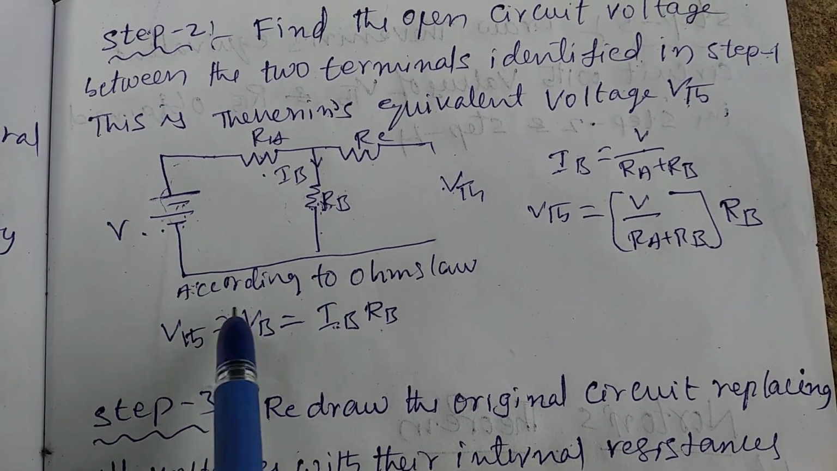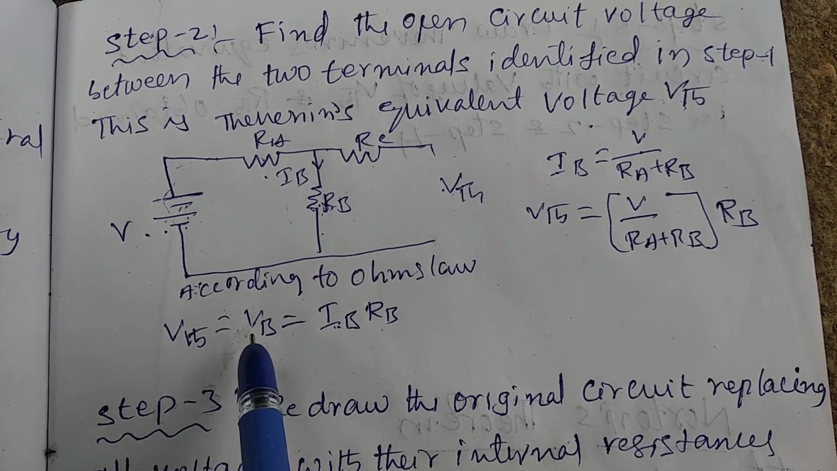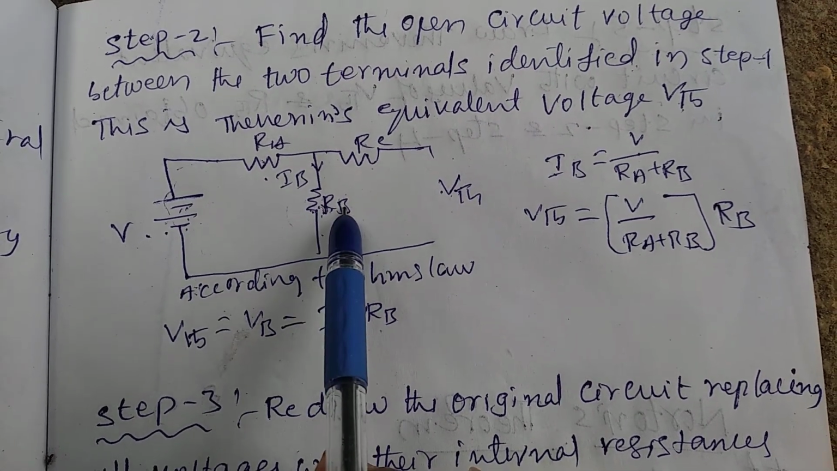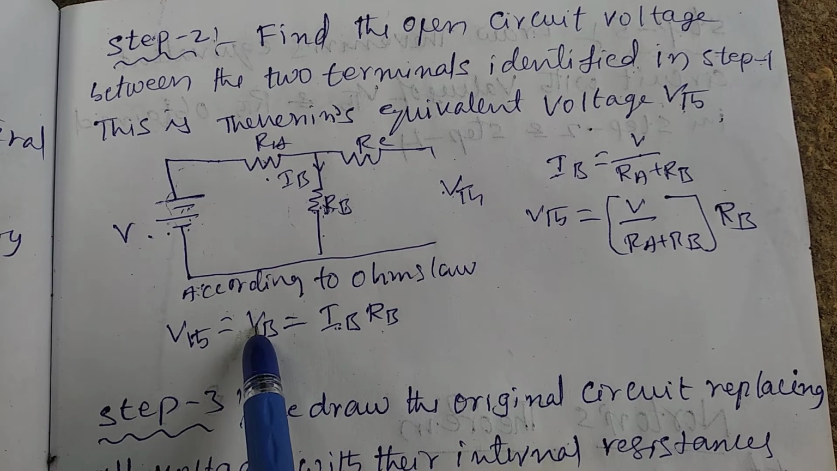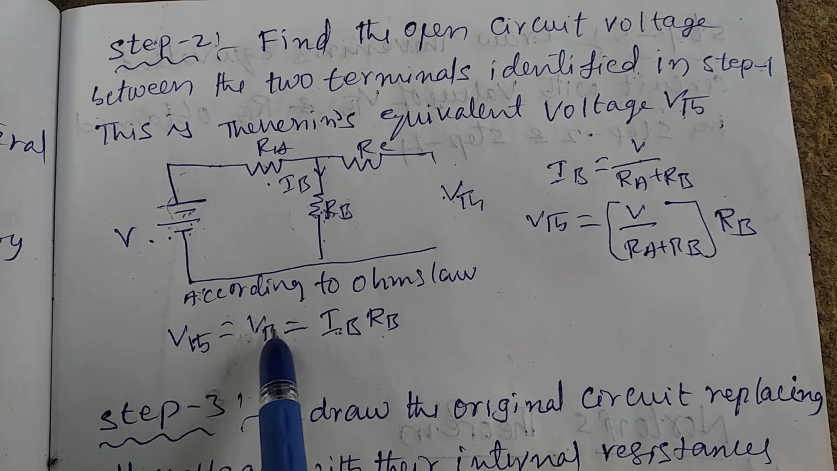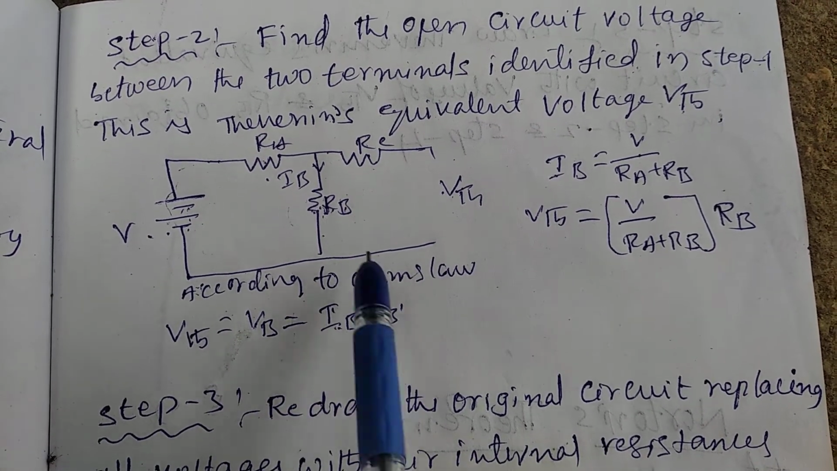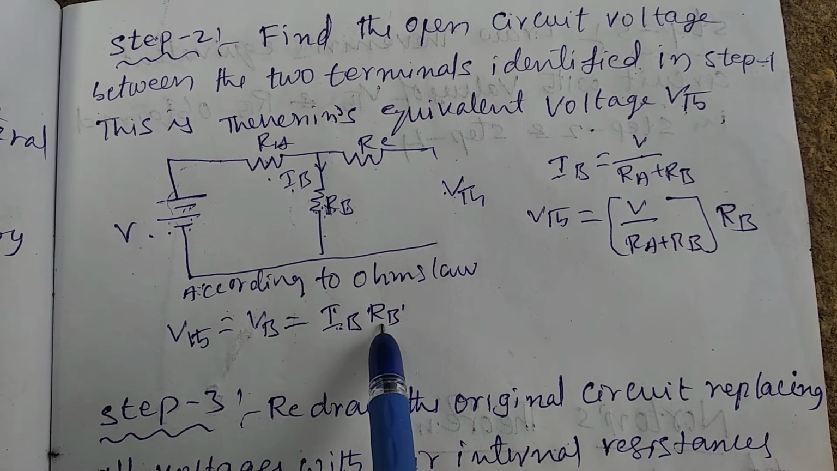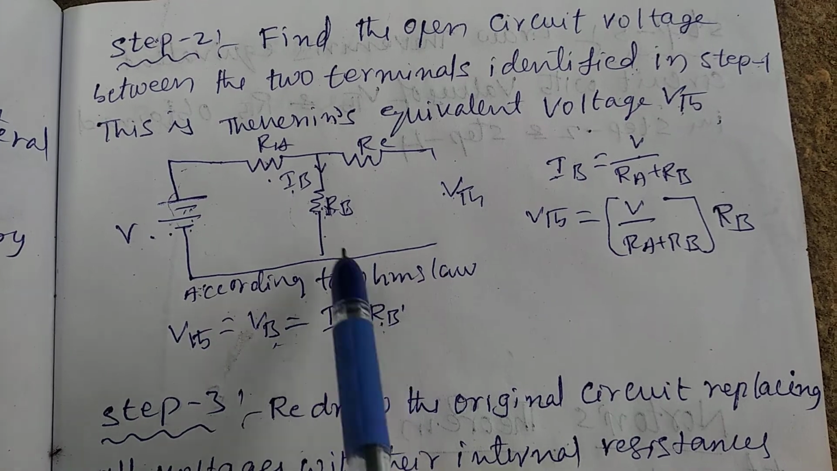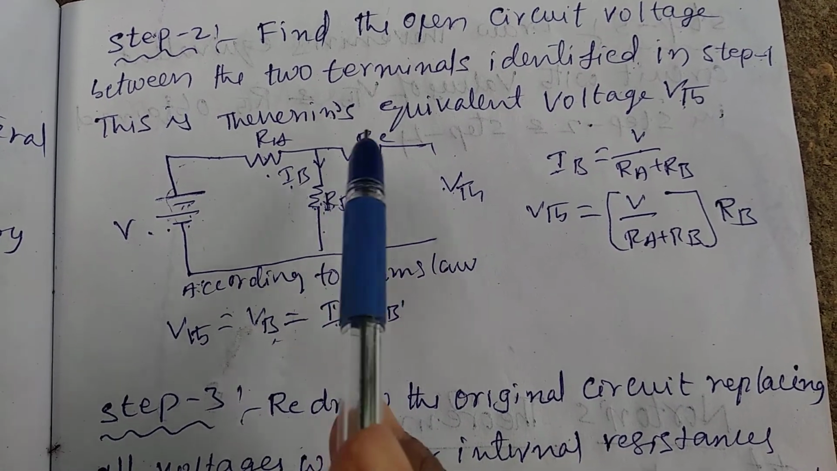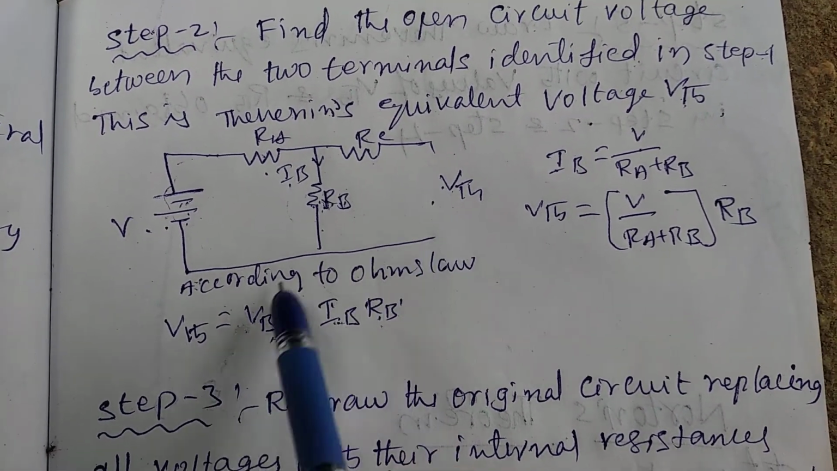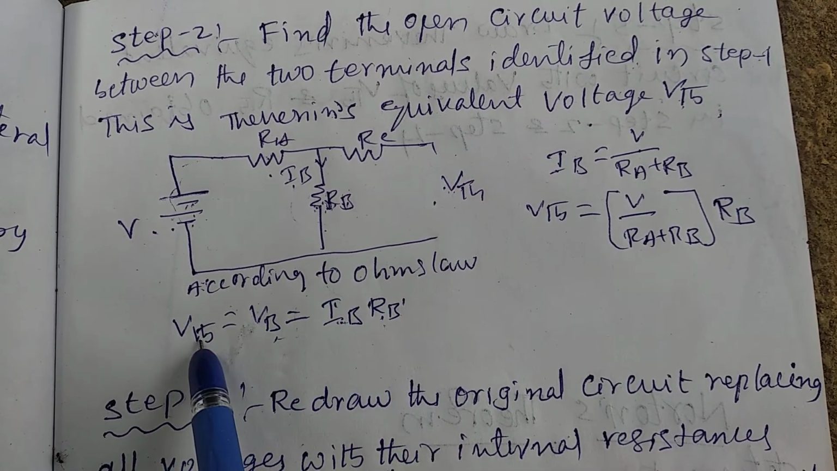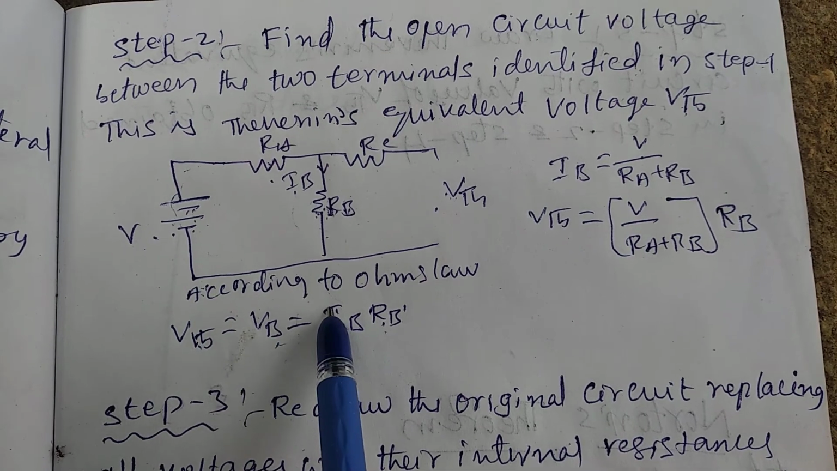Here, according to Ohm's law, across Rb the voltage is Vb. Voltage equals current into resistance. Here the current flowing is Ib and the resistance is Rb, so Vb equals Ib Rb. Whatever voltage is present here, the same voltage appears here, so it is Vb. Then Vb is nothing but Vth. So Vth equals Ib Rb.